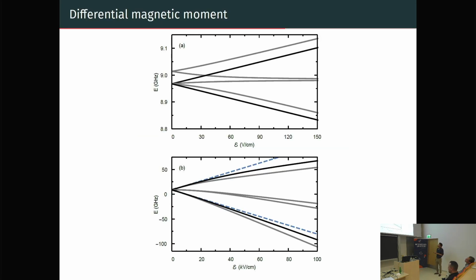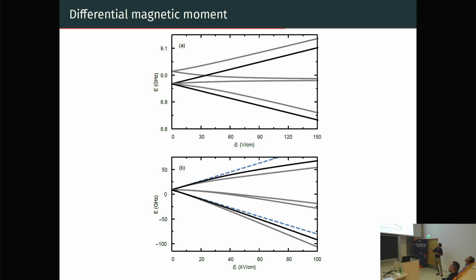The particular systematic error, and I obviously don't have time to talk about anywhere near all of them, that I just want to focus on is that there turns out to be a differential magnetic moment between the two doublets. And so to think about that, I just want to show you the Stark shifts of the molecule.